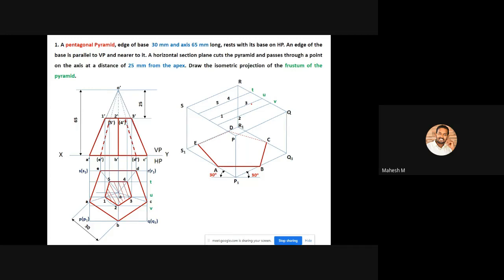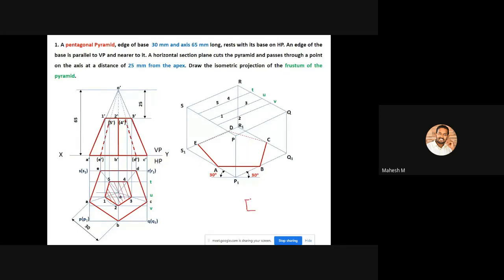So you can follow either of the two procedures. It is your choice. Okay, so now you can join these 5 corners with a bold line. Okay, so here all the 5 edges will be visible because it is a top surface. So the top surface is fully visible. It is the same procedure that I explained before.